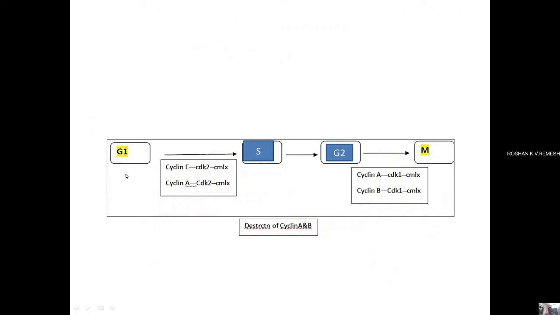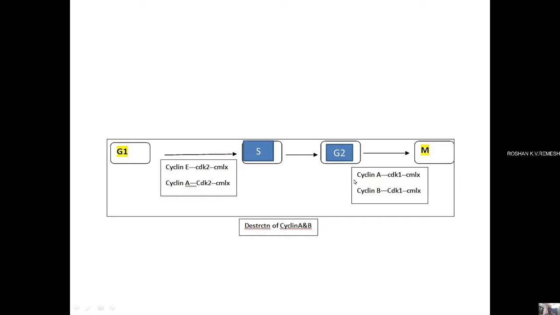Before that, we have already studied cyclin E and cyclin A along with CDK2 that drive the cell cycle from G1 to S, and cyclin A and cyclin B along with CDK1 that drive the cell cycle from G2 to M phase. Once the M phase is over, that means the daughter cells are formed, then the cell cycle may progress, coming back to the normal, that means into the G1 phase.